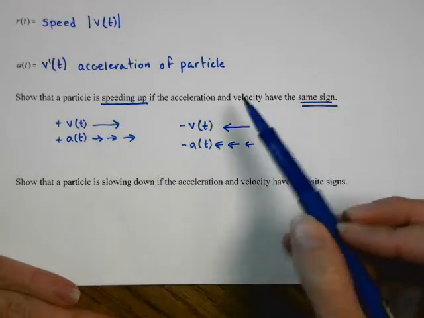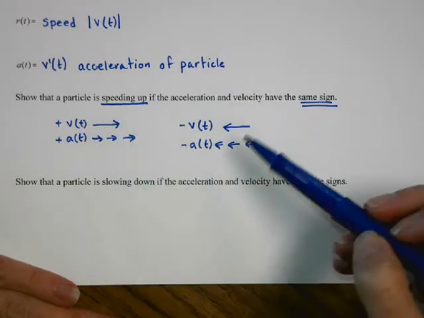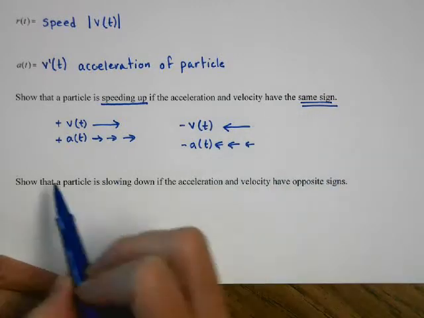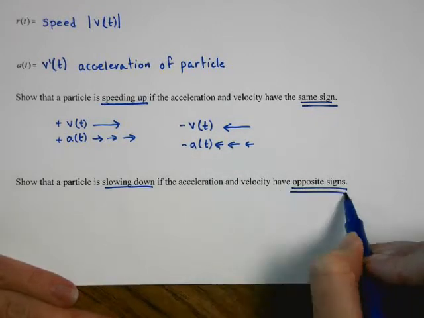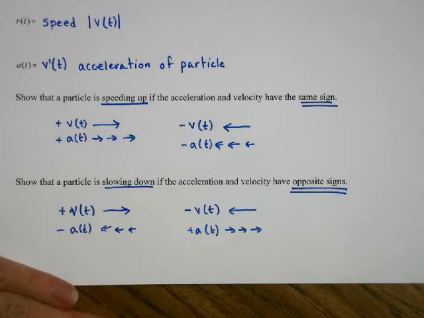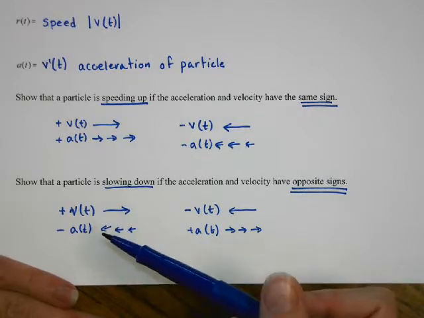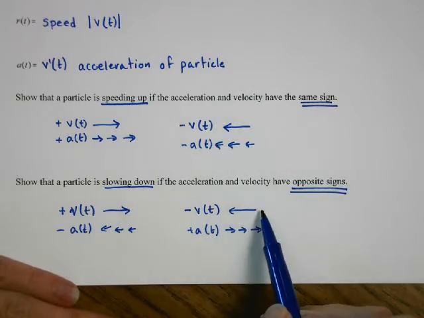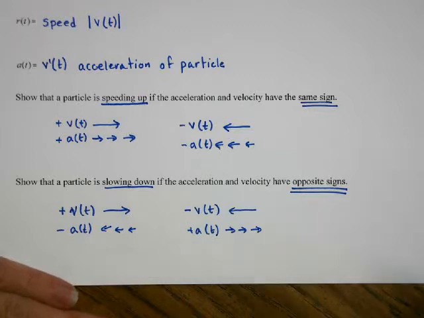So if velocity and acceleration are both positive, we're speeding up. If velocity and acceleration are both negative, we're speeding up. The opposite is true if they have opposite signs. If you have positive velocity going this direction, but your acceleration is going in the opposite direction, you're going to be slowing down. And same with negative. If your velocity is negative, you're moving to the left, but the acceleration is positive, that means you're going to be slowing down.